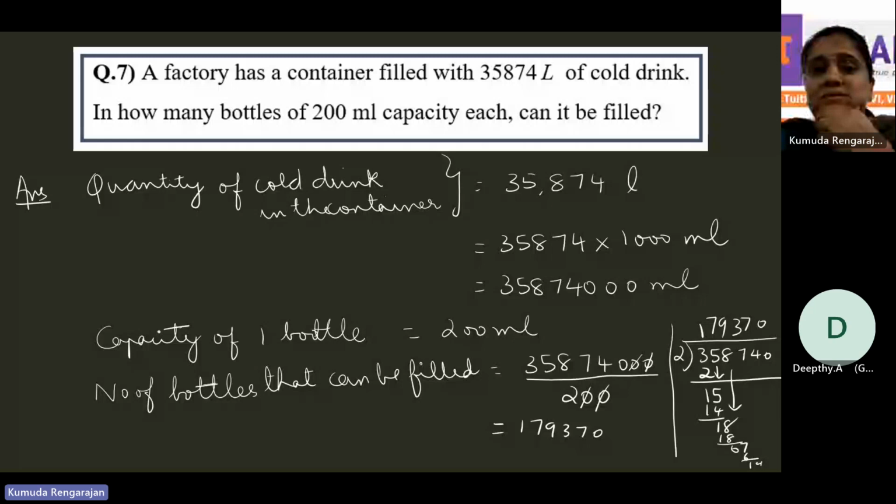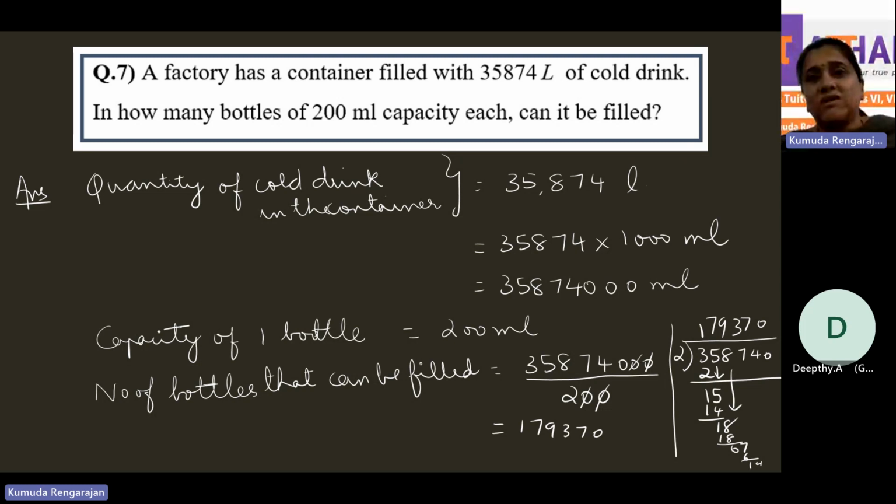200 milliliters is the capacity of each bottle. So how many bottles? So we know it's division. The operation is division. But both the numbers must be in the same unit always. Not only for this sum. Whenever it is division, if they have units, they must have the same units. Sometimes both the numbers will not have any unit. That's fine. But if there are units, both the numbers must have the same unit. Here one is in liters, the other is in milliliters. You cannot divide straight away like that.